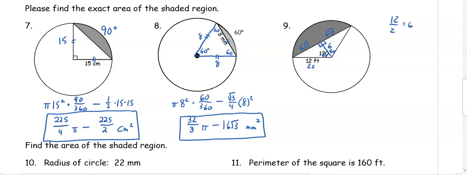So we can find our area then. So we have pi 12 squared times 120 over 360 minus 1/2 times the height of the triangle, which is 6, times the base, which is 12 root 3. So when we multiply them, we get 48 pi minus 36 root 3 feet squared.